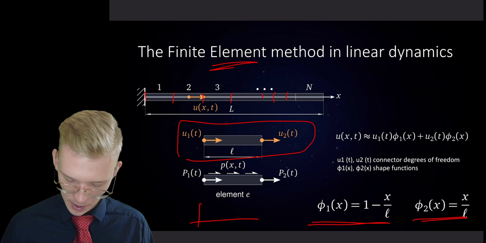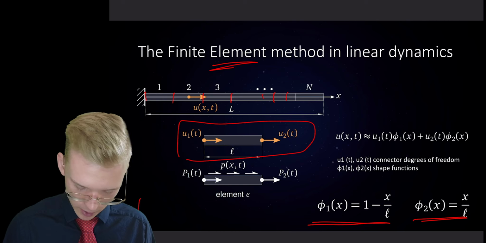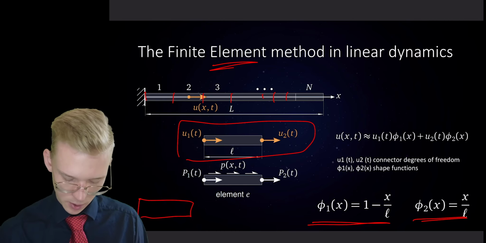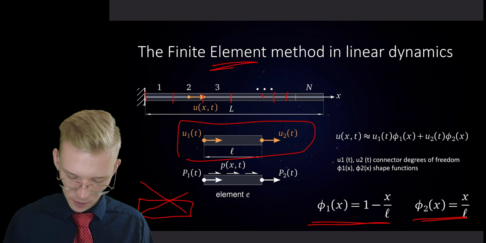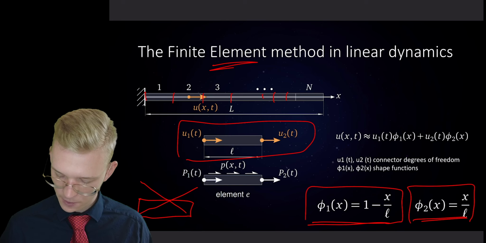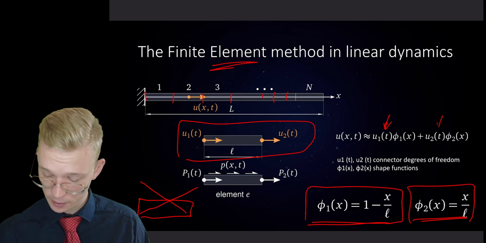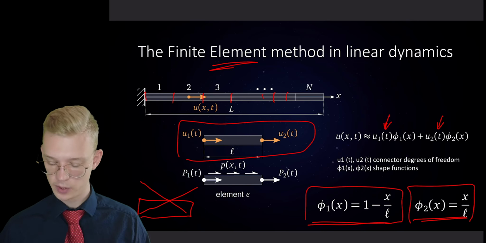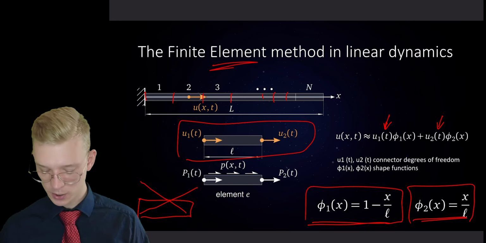So if we look at our element, the first function is 1 at the beginning, and the second function is 1 at the end. So this is where our functions come into play. And now we are also, of course, looking for u, the displacement, the function in time.